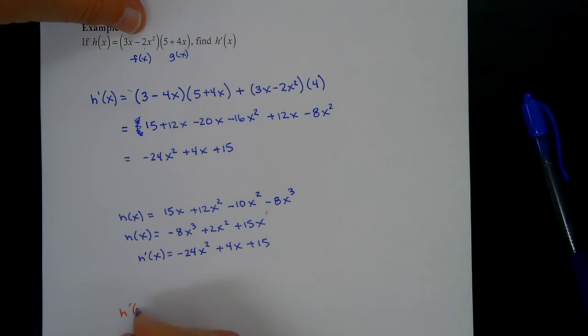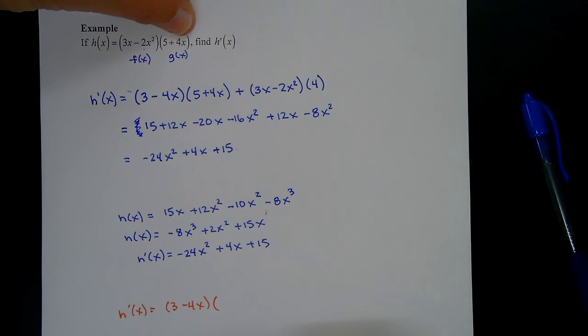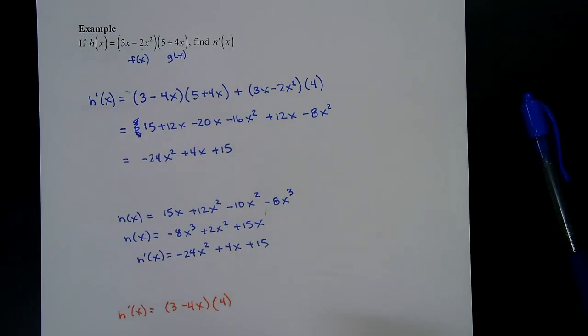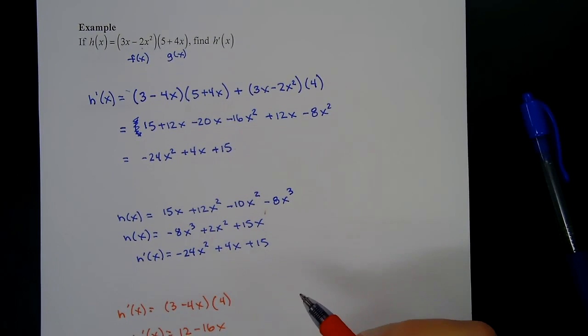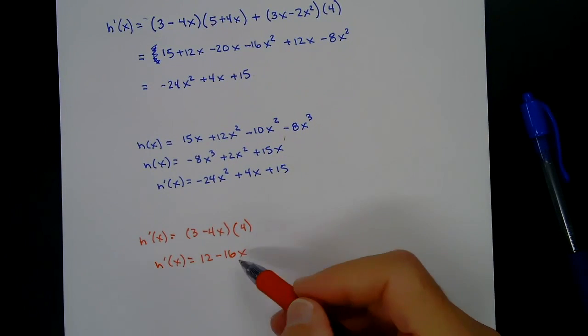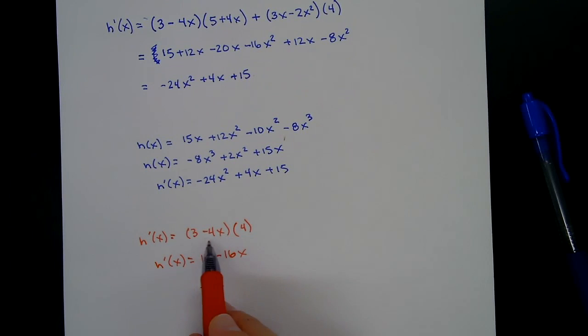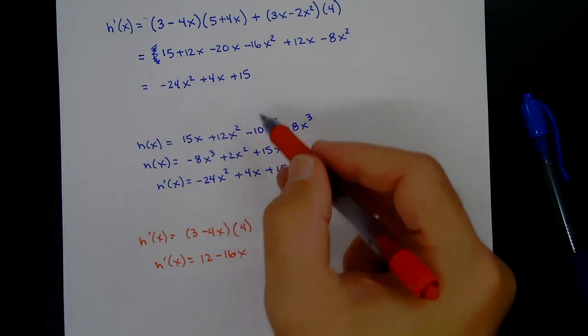So you think h prime of x, what if we take the derivative of this? Well, that would be 3 minus 4x, and then times the derivative of this. Well, the derivative of 5 is 0, and the derivative of 4x would be 4, so this would be times 4. See what we get? We would get h prime of x is equal to 4 times 3, which is 12, minus 16x. See, we don't get the right thing, right? So this is what we would get if we took the derivative of the first times the derivative of the second. This is what we get, and it's not correct. It doesn't give you the same thing.